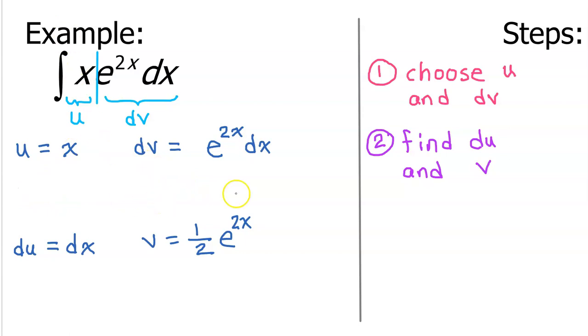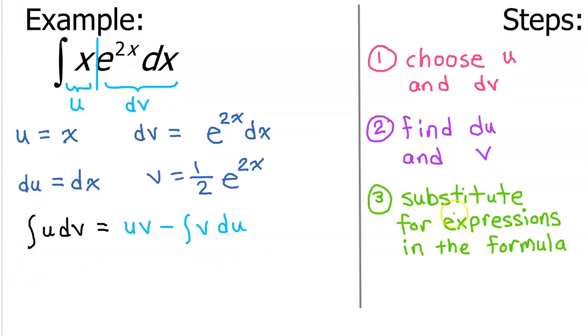So at this point we have found du and v. Step 3 is to substitute for the expressions in the integration by parts formula, which I've rewritten here. Notice that the black part represents the original problem, while the light blue part represents the solution that we need to set up.